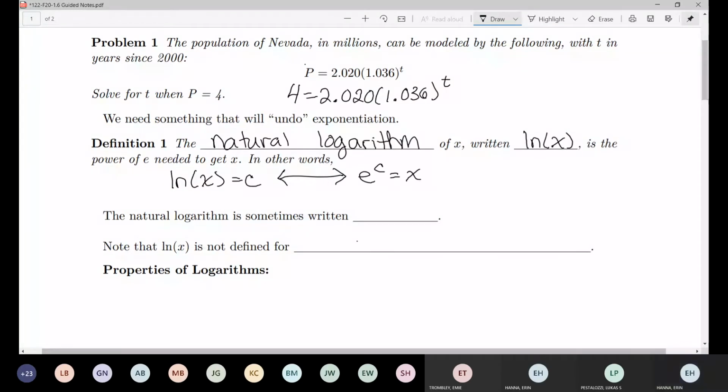The natural logarithm is also sometimes written as log base e of x. And note that the natural log is not defined for 0 or negative numbers. So if you were to try to plug in natural log of 0 or natural log of negative 2 into a calculator, it would put out an error message for you.